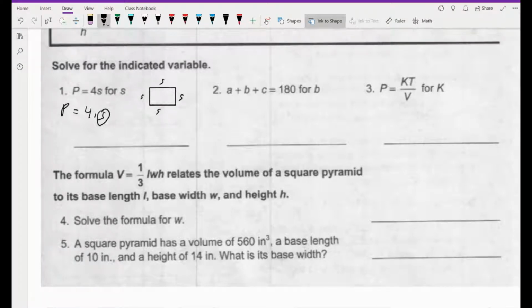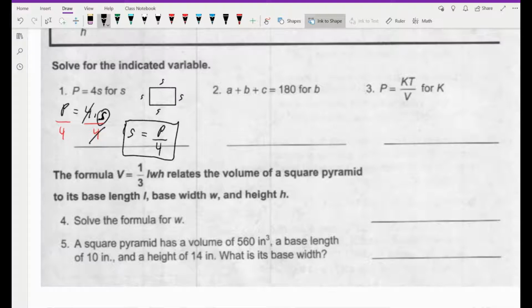We always use the inverse operation when solving for a variable. Right now, it's 4 times S. The inverse operation of multiplication is division. So we will divide both sides by 4. The 4's, of course, cancel on the right, and we now have S equal to P divided by 4. And as always, we will always box our answers.